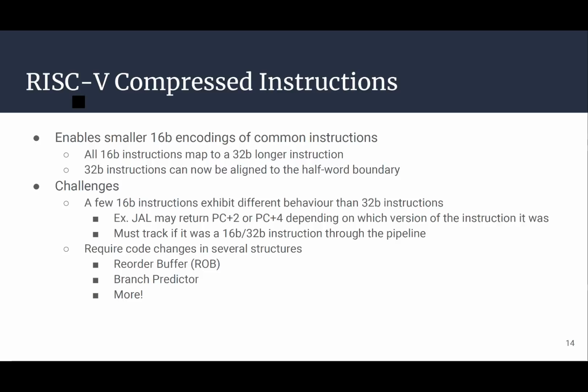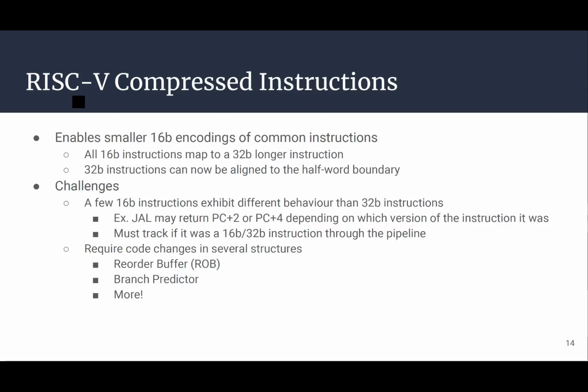And another thing, as Chris mentioned, BOOM does not currently support the RISC-V compressed instruction spec. This is very useful. It saves instruction bandwidth, and it's quite commonly used. This requires a number of changes to the pipeline. For example, jump and link will return either PC plus 2 or PC plus 4, depending on whether that instruction itself was compressed. So we need to be able to track whether an instruction was compressed throughout the pipeline. And this is going to require code changes to a number of key structures.